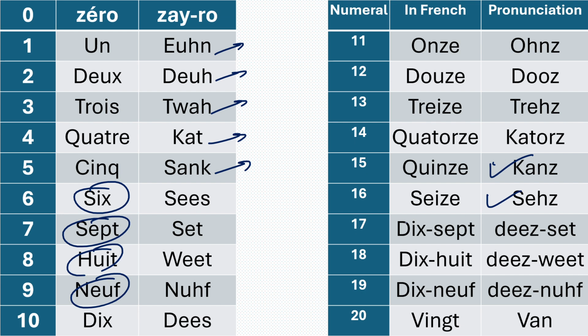Now if you see these three words, 17, 18 and 19, they are related to each other. Like 17 is dix-sept, that means 10 and 7. So let's see 17, 18, 19, 20, 21. These all are the words which we require to tell time in French.